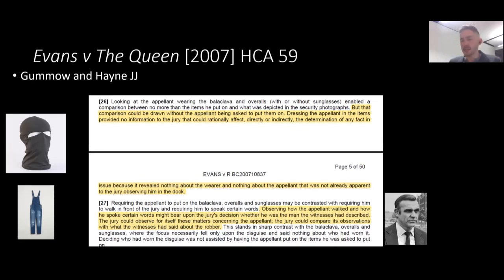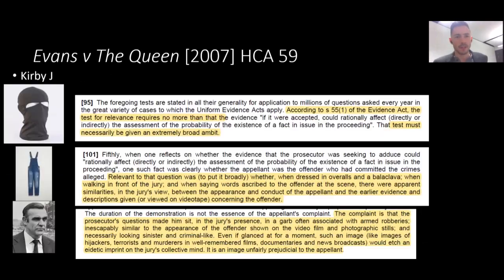And they say, however, the walking and talking, that's something that the jury can't mentally simulate. That they'll need help with. So that is relevant. Kirby says everything's relevant. However, it's overly prejudicial. As we'll talk about in a few weeks, he would exclude it under Section 137.